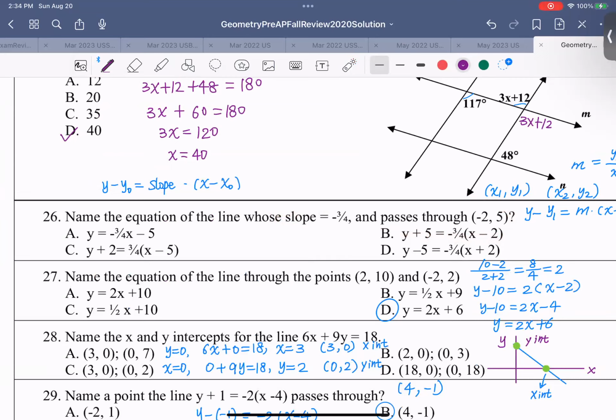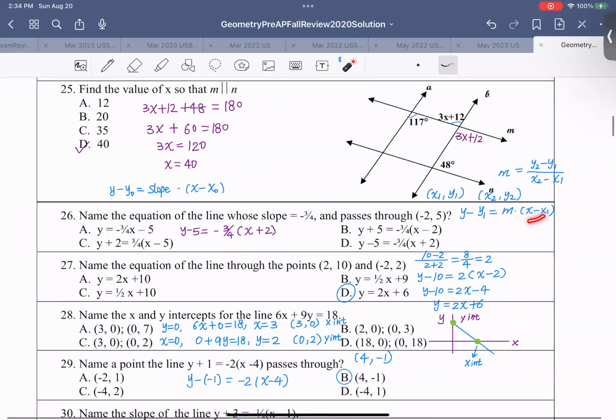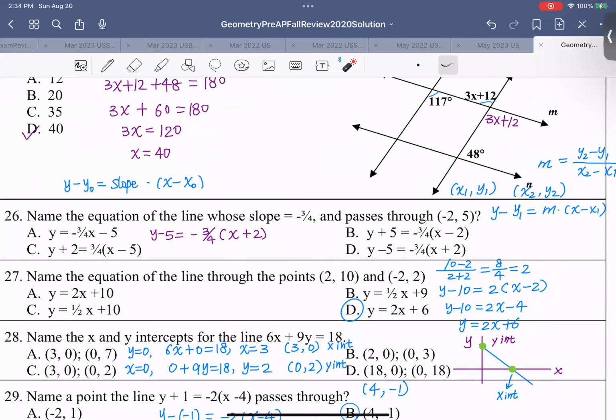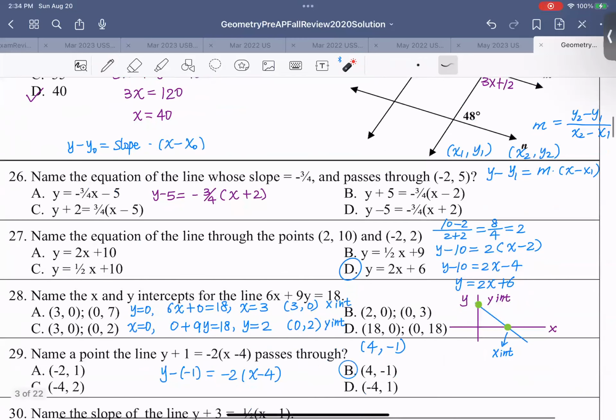Y minus 5 equals -3/4 x. Do I do parentheses? Yeah, parentheses x plus 2. Good. Thank you. So this is saying you have this as your slope, and you have x minus -2. So this is -2, 5. Y minus y1. Here, x minus x1 in front with the parentheses covered. Outside, you have the slope. Okay? Yeah.